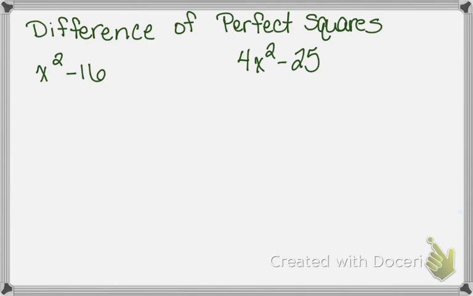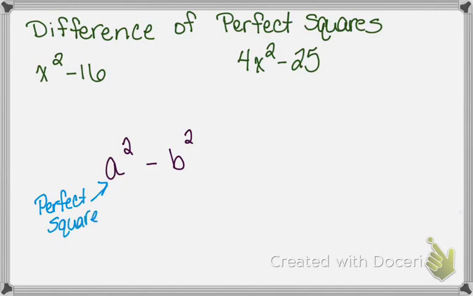about the difference of perfect squares. So a squared minus b squared. For something to be the difference of perfect squares, this right here must be a perfect square. Okay, and this must be a perfect square. Okay? They both have to be perfect squares.